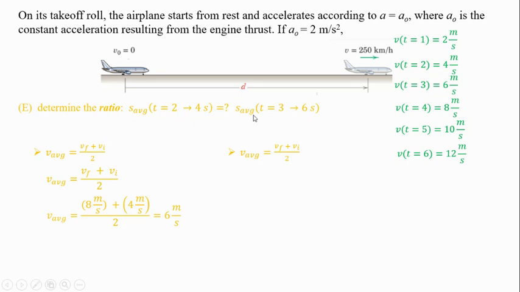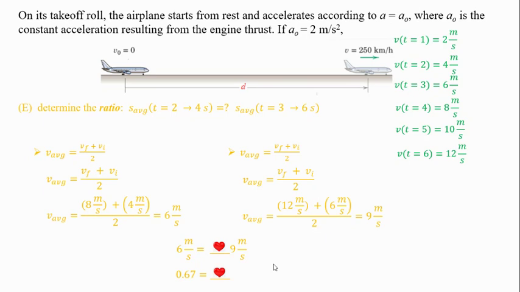Now, the next part, which is on the right side of the equal sign, is from 3 to 6. So I'm going to zoom in on 3 seconds. At 3 seconds, my velocity is 6 meters per second. And then at 6, my velocity is 12 meters per second. So I can substitute these values in. 12 plus 6 is 18. 18 divided by 2 is 9 meters per second. If you do that, on the left side you get 6 meters per second equals heart, and on the right side, 9 meters per second. To solve for heart, divide both sides by 9. Therefore, you get 0.6666 repeating, or you can round it to 0.67, or you can leave it as 2/3. It doesn't really matter.